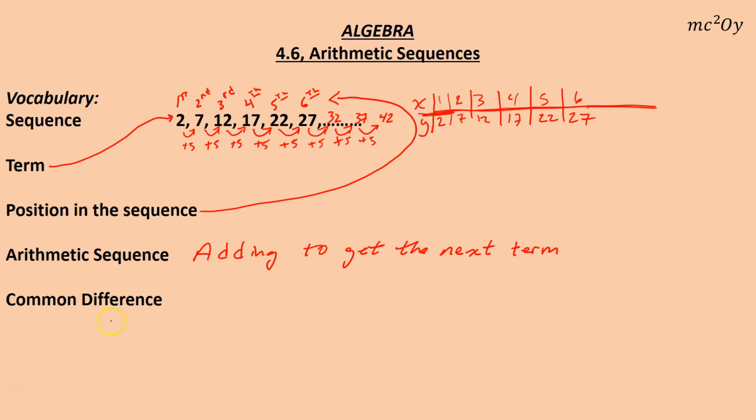Now, the common difference is what you're adding. So the amount added to get the next term is called the common difference. So in this case, the common difference, or D, would be 5. That's what we're adding there. D would be 5. And that D is going to be a big deal here in a minute.